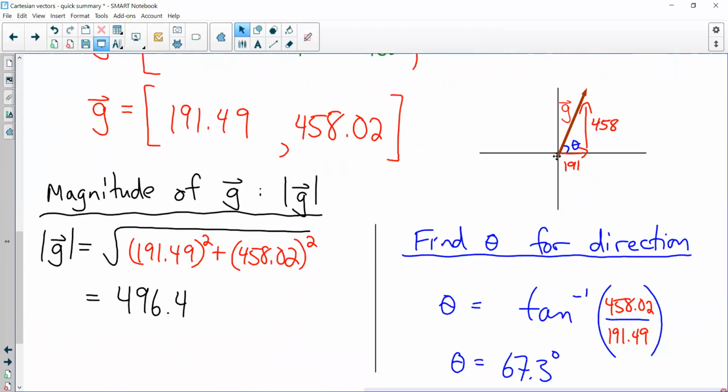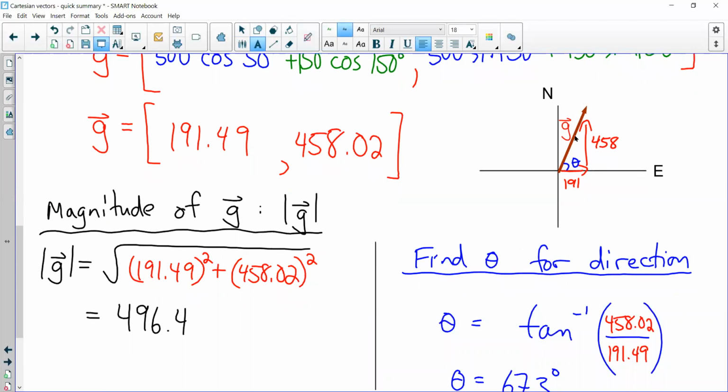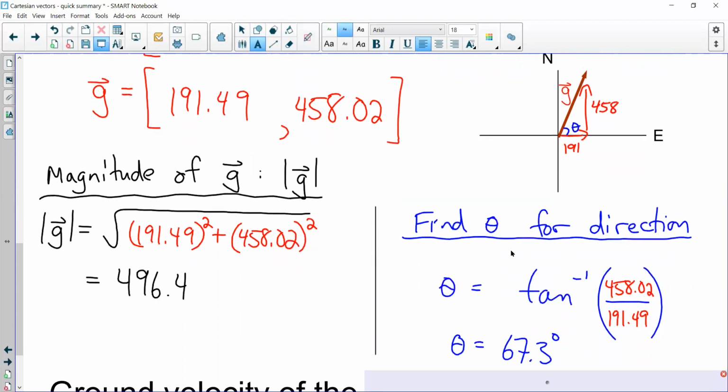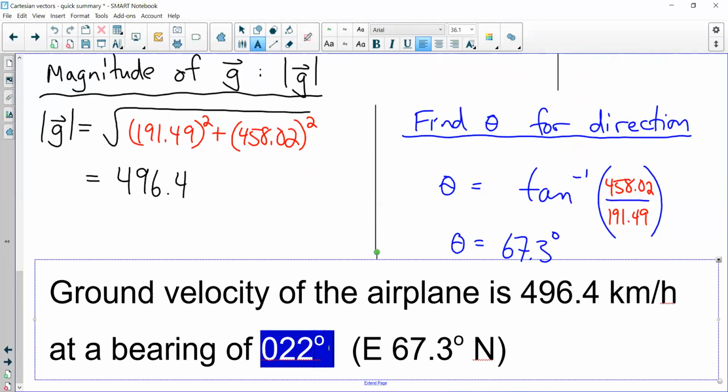So you know the angle between the easterly direction and the northerly direction. Again, what you have to keep in mind is the system that you're using here does have a north, south, east, west technique. So this is east, and this would be north. Okay, so the ground velocity of the plane can be talked about in terms of north and east, which I have down here below. So east, 67.3 degrees north.